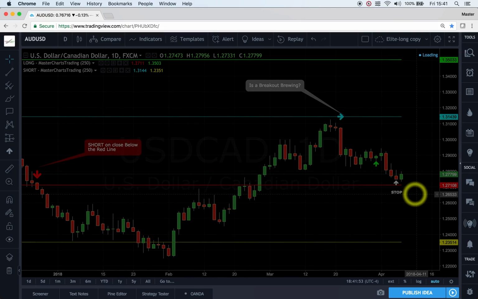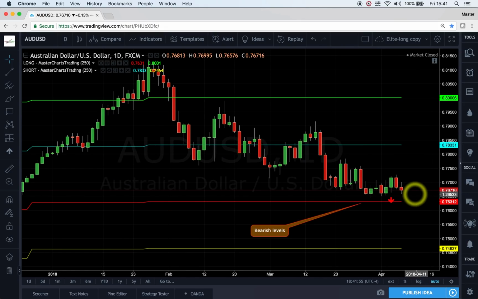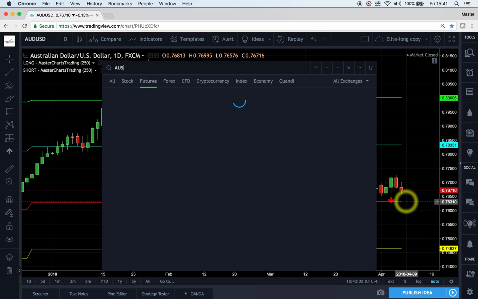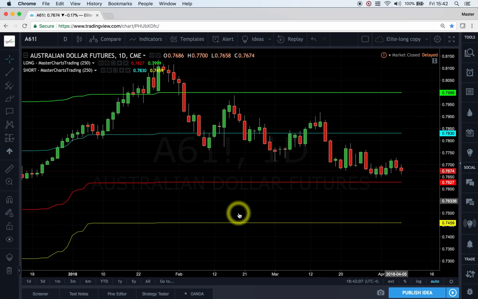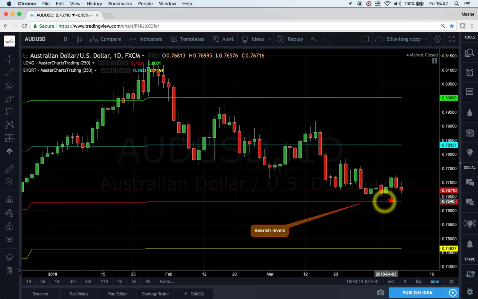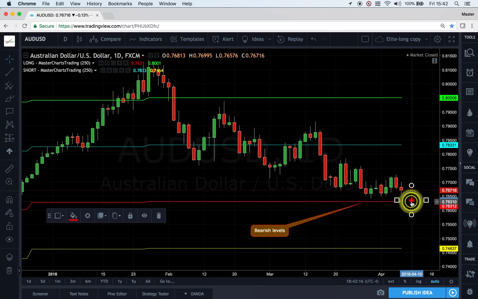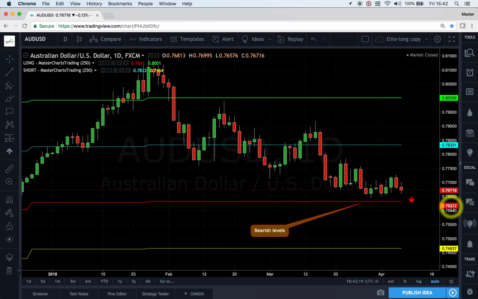Another one that is under pressure is the Australian dollar, so AUD USD, very close to bearish levels. Look at Australian dollar futures, see if there is anything different. No, it's similar to the AUD USD. So I'm basically waiting for a break below this red line, which is currently at 0.76312. If that happens, then we can potentially short this one as well.